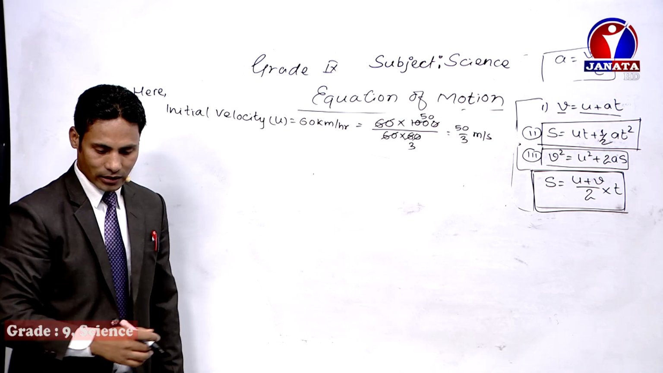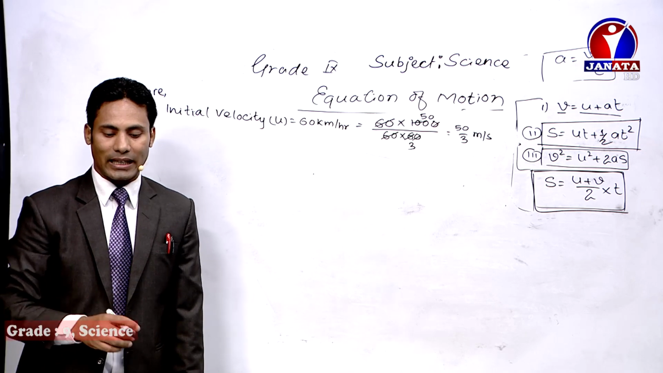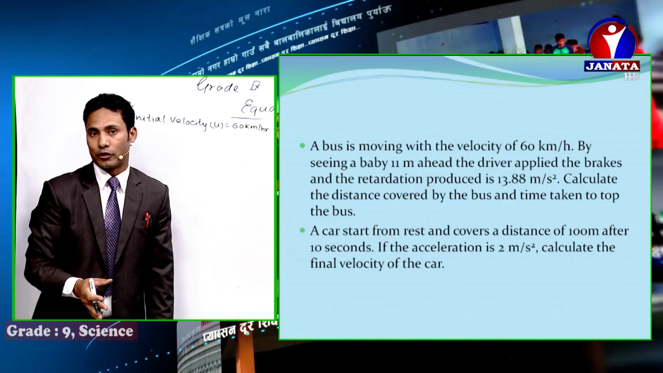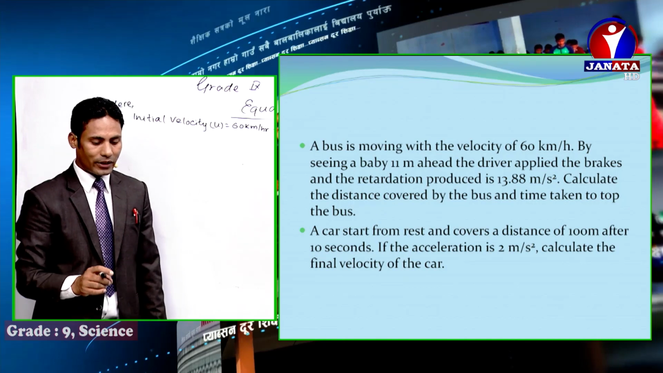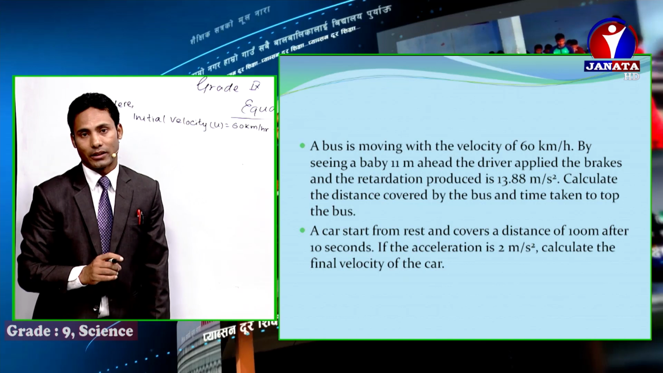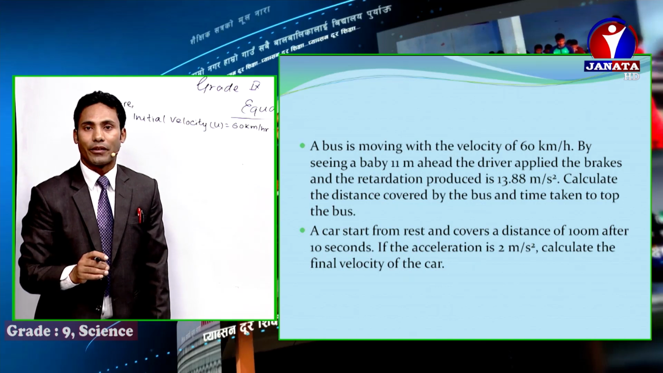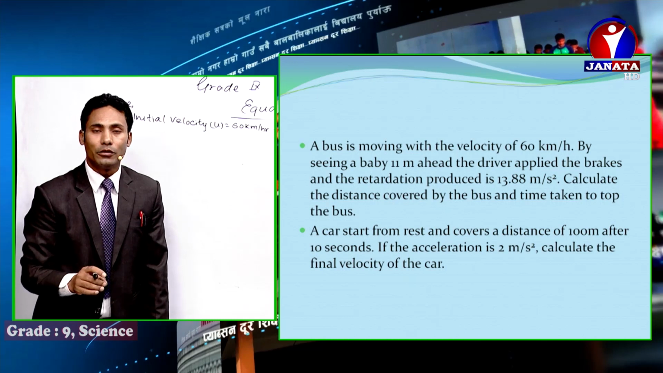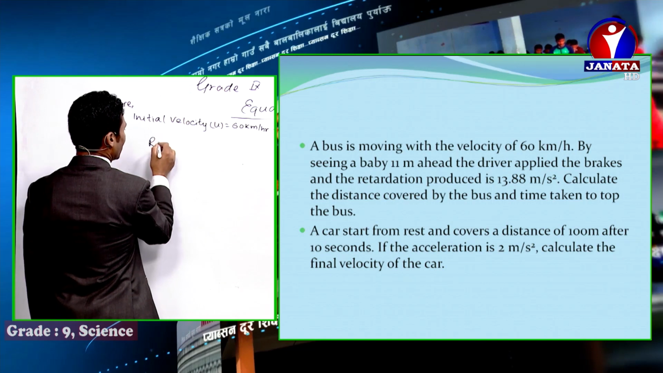That is 50 by 3 meter per second. Clear? Okay, what is given next over there? By seeing a baby 11 meter ahead, it is not useful, same as the previous one. This we will not count, right? But the retardation produced is given. So remember that if the retardation is given, then we need to put the value negative. So I'll write down here retardation.